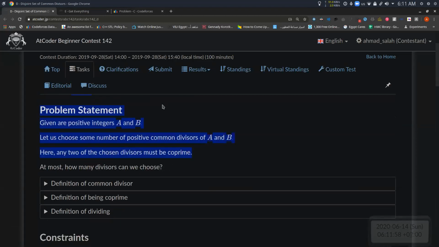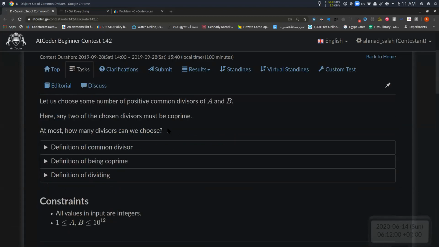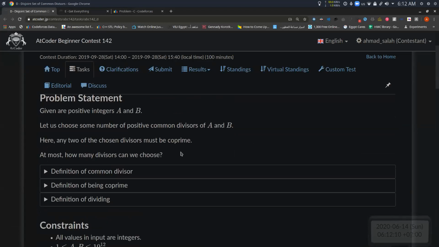Okay, let's explain the statement first. You are given two positive integers, and the constraints for them are up to 10 to the power 12. We will choose some positive common divisors of A and B. So we will get divisors of A, divisors of B, and we will choose some of the common divisors, the ones present in both of them. And then we want to choose all of these common divisors such that they are all co-prime.